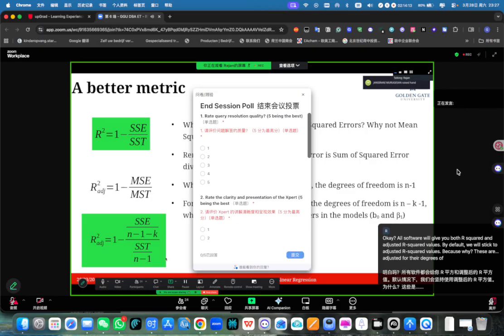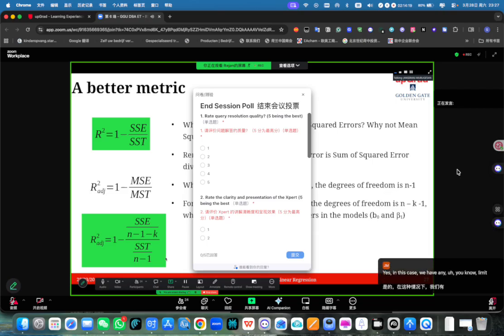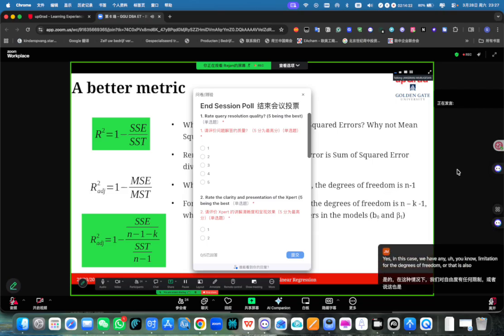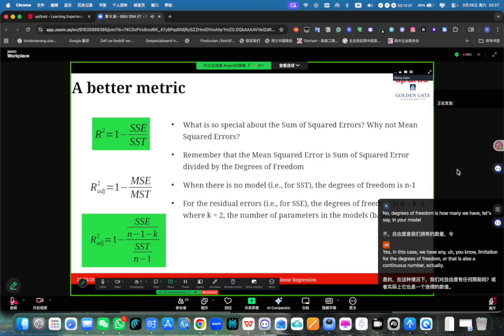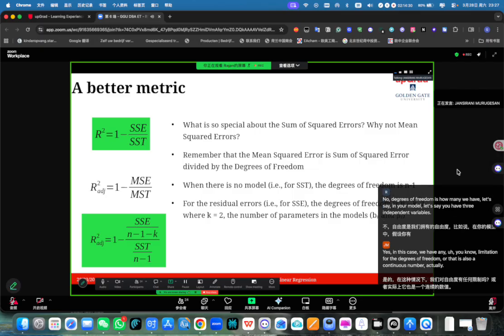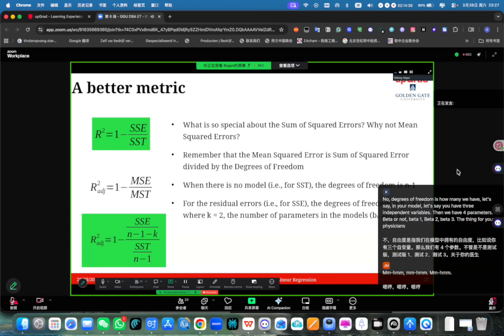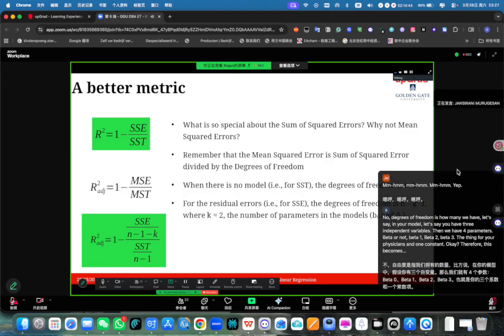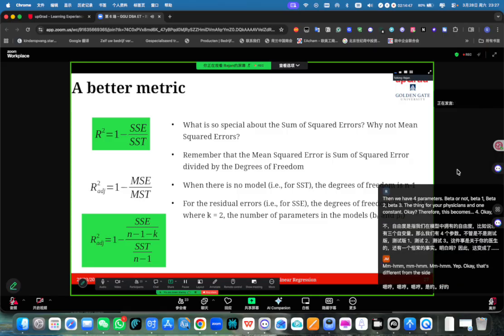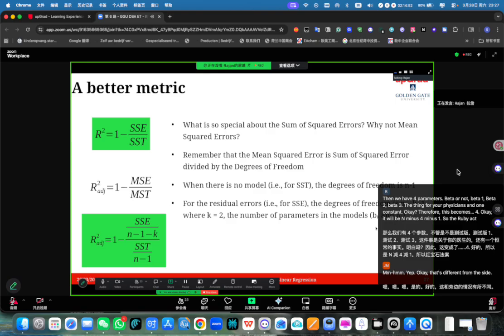Yes, please go ahead. In this case, do we have any limitation for this degrees of freedom, or is that also a continuous number? No, degrees of freedom is how many we have. Let's say in your model you have 3 independent variables. Then you have 4 parameters: beta naught, beta 1, beta 2, beta 3, which is 3 coefficients and 1 constant. Therefore, this becomes 4. So it will be n minus 4 minus 1, so it will be n minus 5 in that situation.